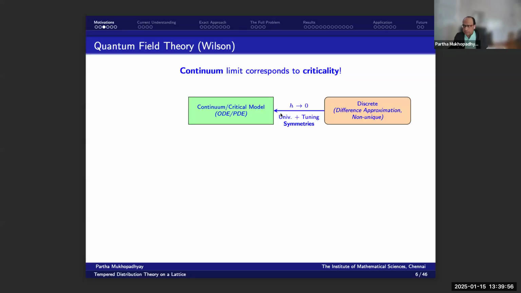Now, the problem in finding this finely tuned critical behavior is that on the lattice, we do not have symmetries, and the symmetries are supposed to play a very important role in this.